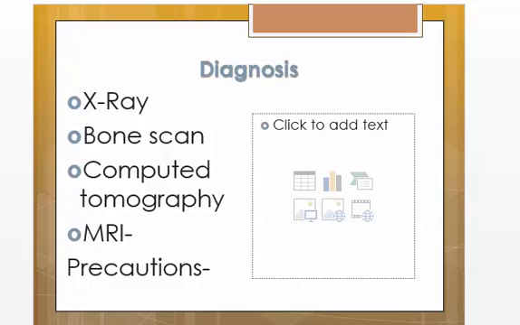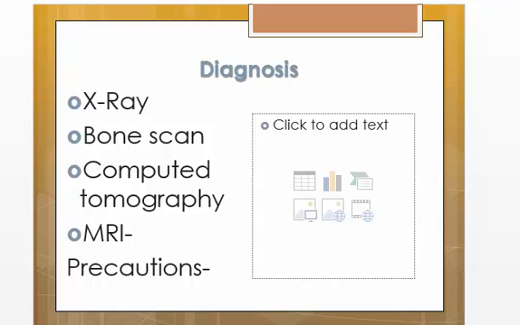MRI uses magnetic fields, radio waves, and computers to demonstrate abnormalities of soft tissue. So it's looking at muscles, tendons, cartilage, nerves, and fat. So MRI is usually not used to diagnose the fracture, but look at the surrounding tissue.